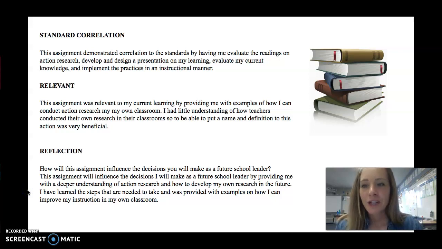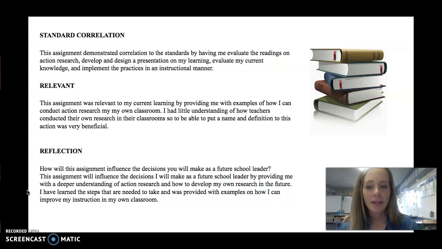For the standard correlation, this assignment demonstrated correlation to the standards by having me evaluate readings on action research, developing and designing a presentation on my learning, and evaluate my current knowledge and implement the practices in an instructional manner. This assignment was relevant to my current learning because it provided me with examples of how I can conduct action research in my own classroom. I really had little understanding of how teachers conducted their own research in their classrooms, so now being able to put a name and definition to this action was very beneficial to me.